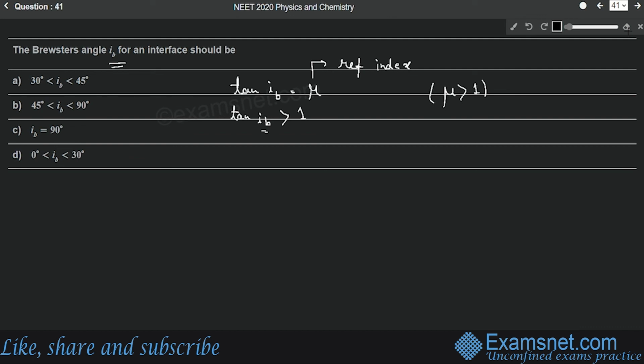See, we know that tan 30 degrees is less than 1. Tan 45 degree is equal to 1, right? And tan 90 degree is equal to infinity. So the value should be between tan 45 degree to tan 90 degree. So iB should be more than 45 degree and less than 90 degree. Then tan iB will be greater than 1. So option B will be the correct answer.